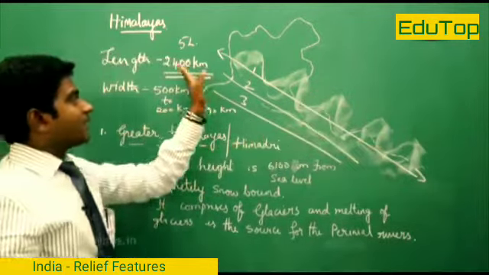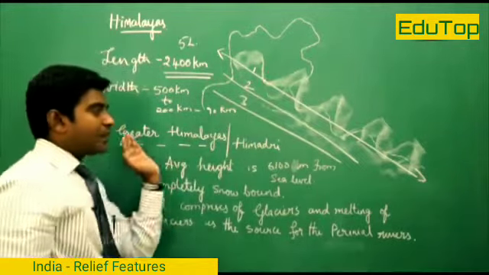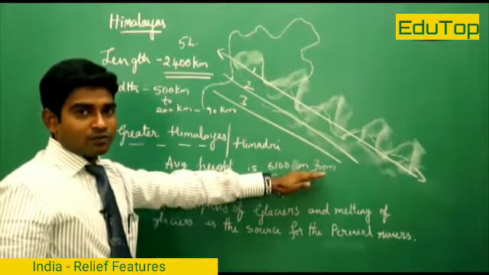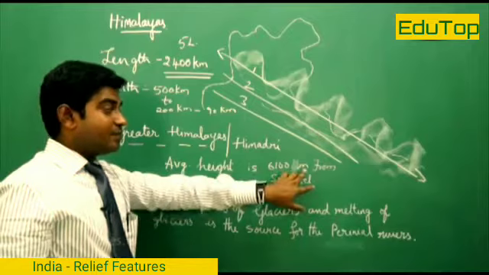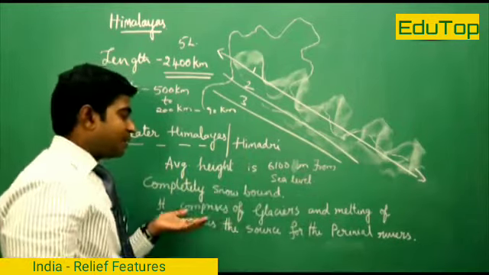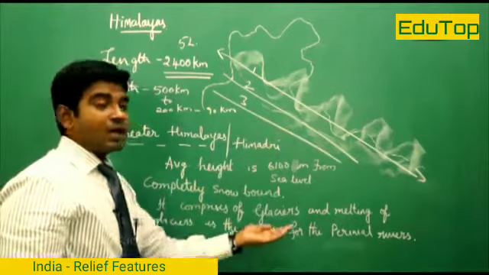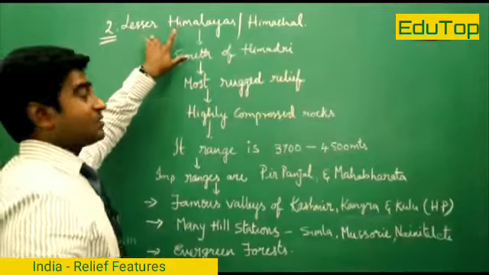The entire Himalayas are divided into three parts. They are the Greater Himalayas, the first part, also known as the Himadri region. The average height is 6,100 meters for them. All the highest peaks in the world exist here, at 6,100 meters from the sea level. They are completely snow-bound and comprise glaciers, and the melting of the glaciers is the source for the perennial rivers.